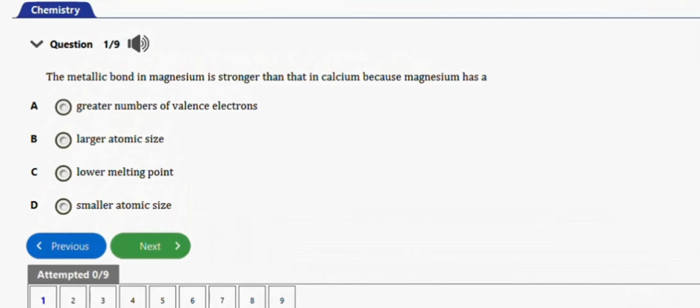In this video, we're going to learn how to solve chemistry problems under metallic bonding. So guys, we have 9 repeated questions to practice with. In this video, let's get started.